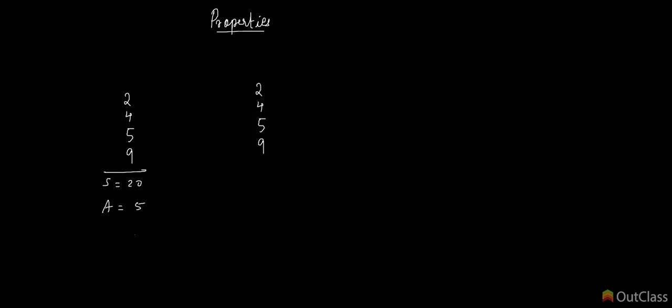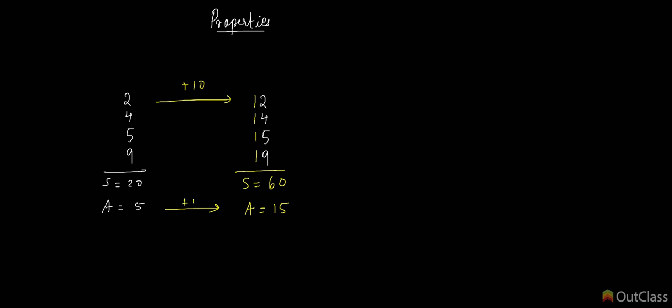The next thing that we want to look at is what happens when you add the same constant to every number. Let's say I'm raising each observation by 10. So 2 becomes 12, 4 becomes 14, 15, 19. What I've done is increased each observation by 10. So you'll notice that the sum would become 60 and the average would become 15. So if you have a plus 10 on each observation, you have a plus 10 on the average as well, and that's a property. You increase each observation by a certain quantity k, the average also increases by the same quantity k.